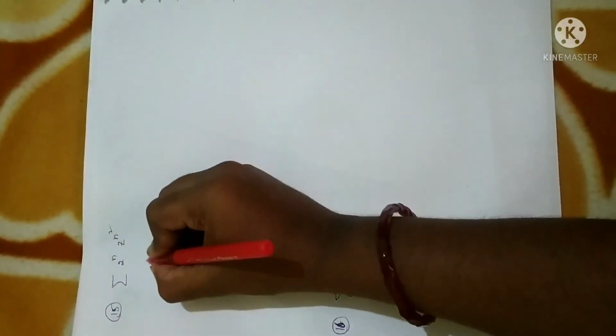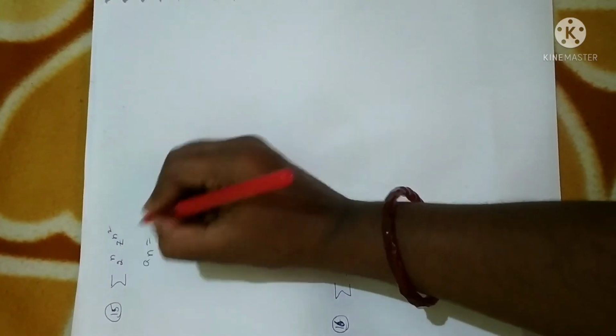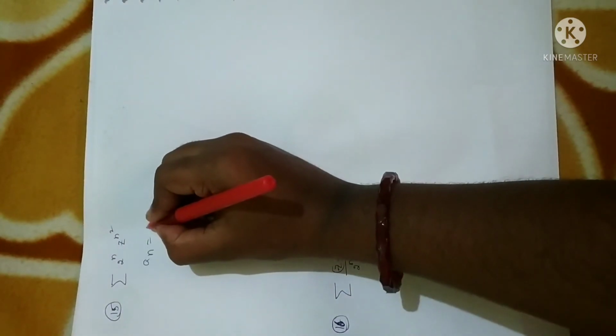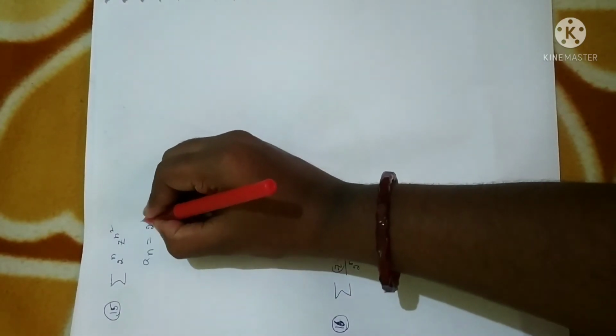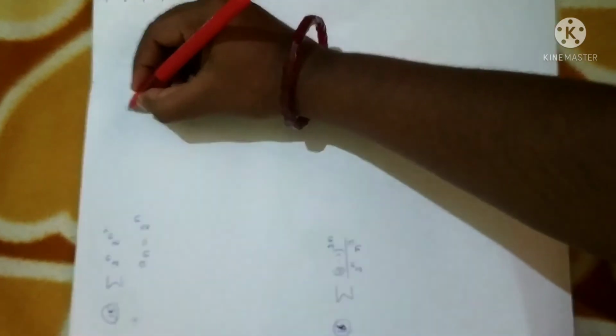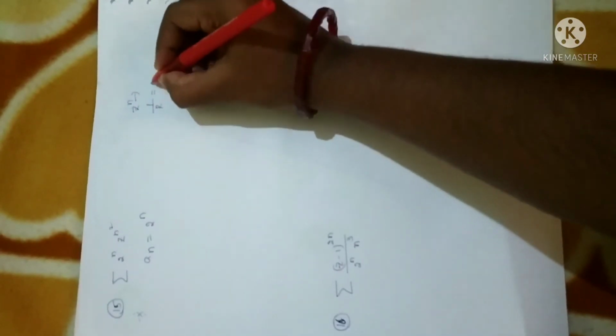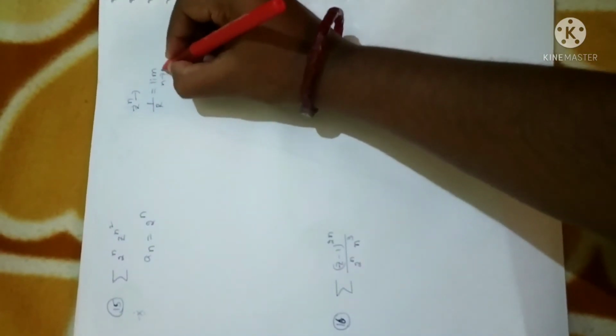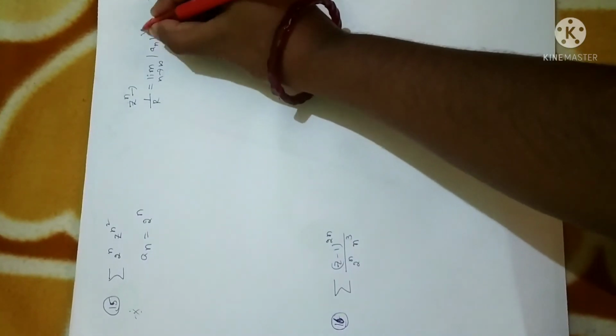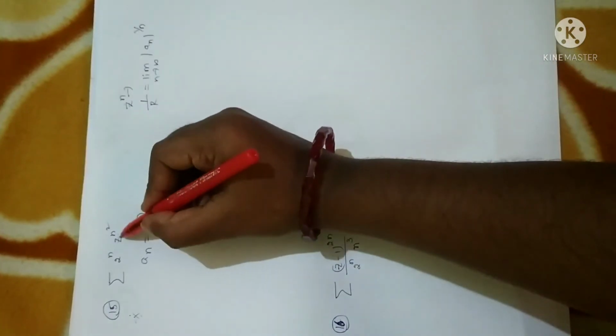Similarly, first write down the an value, the coefficient of z power of n square. So here the an value is 2 power of n. Now it is just a different problem. See here, whenever you have z power of n, while using the formula you have to write 1 by r as limit n tending to infinity an power of 1 by n. Whenever you have z power n.